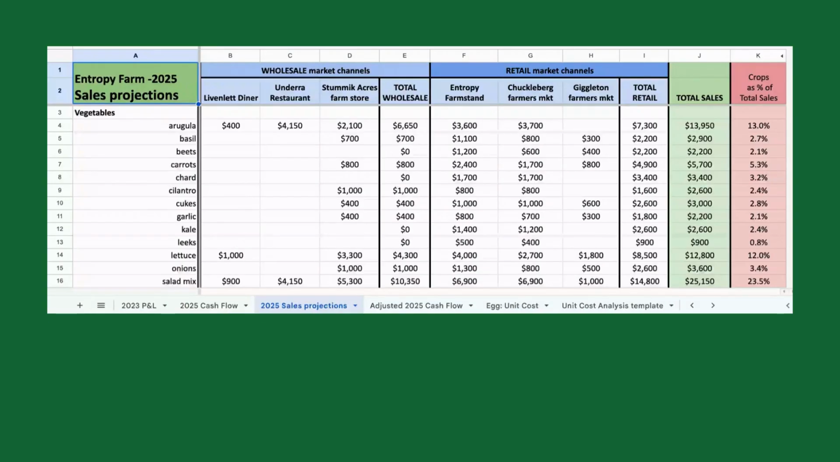Let's quickly jump to Entropy Farm's sales projection spreadsheet to see, as an example, how this sort of information can help adjust the cash flow projections. So they have this Google Sheet for sales data. And we see clearly first that lettuce is a significant part of their total sales. In the red column, you see 12% of total sales, bested only by arugula, 13%, and salad mix, 23.5%. This is a greens centric farm operation.